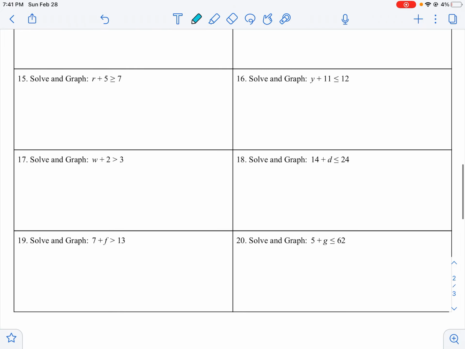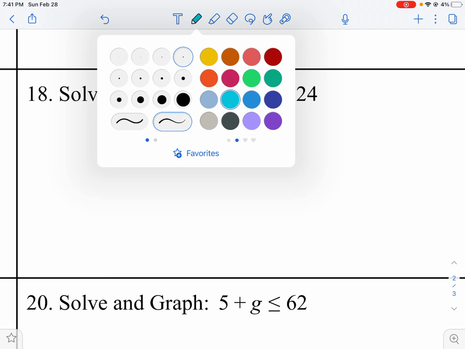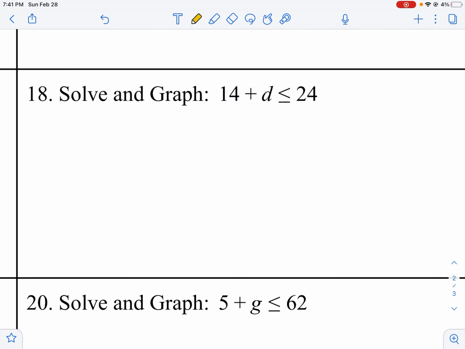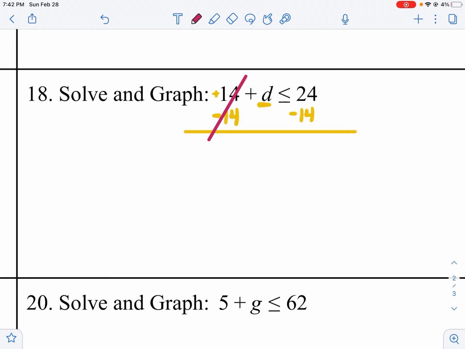And one more I want to do is question 18, just because the inequality is written in reverse. So just like before, we are going to solve. We want to get the d by itself. So in order to get d by itself, we need to subtract 14. And I know to subtract because that 14 right now is positive. So we want to subtract 14 on both sides. And what that does is our 14s cancel, and the d is left by itself, less than or equal to, and when you subtract, you get 10.